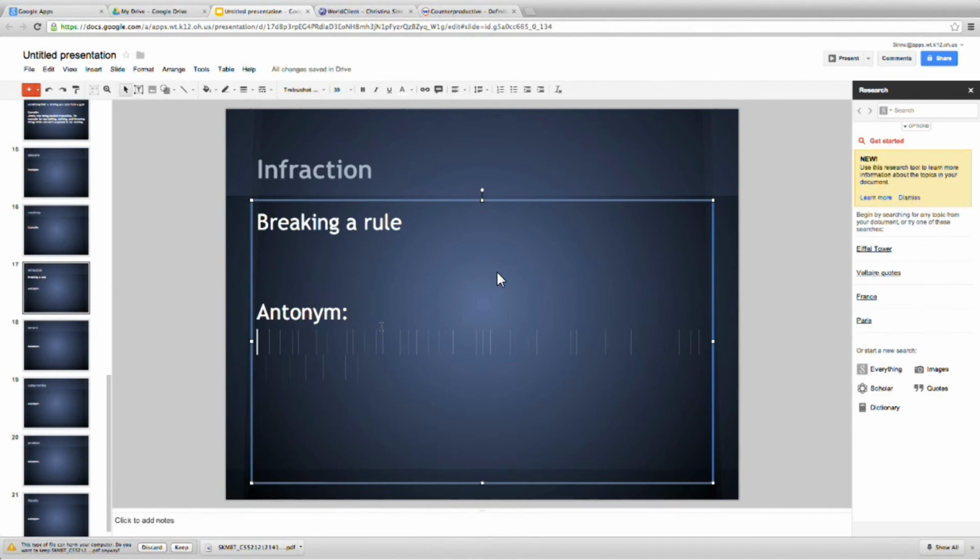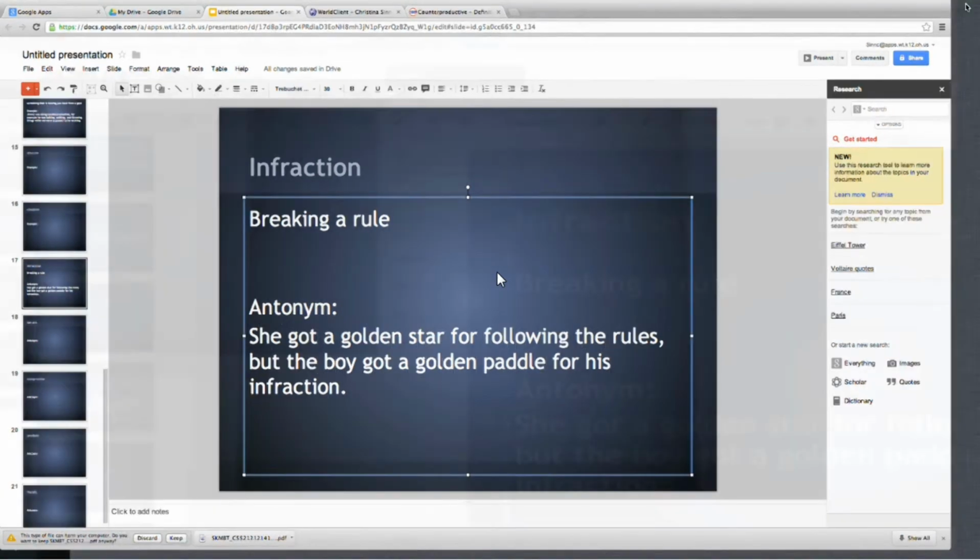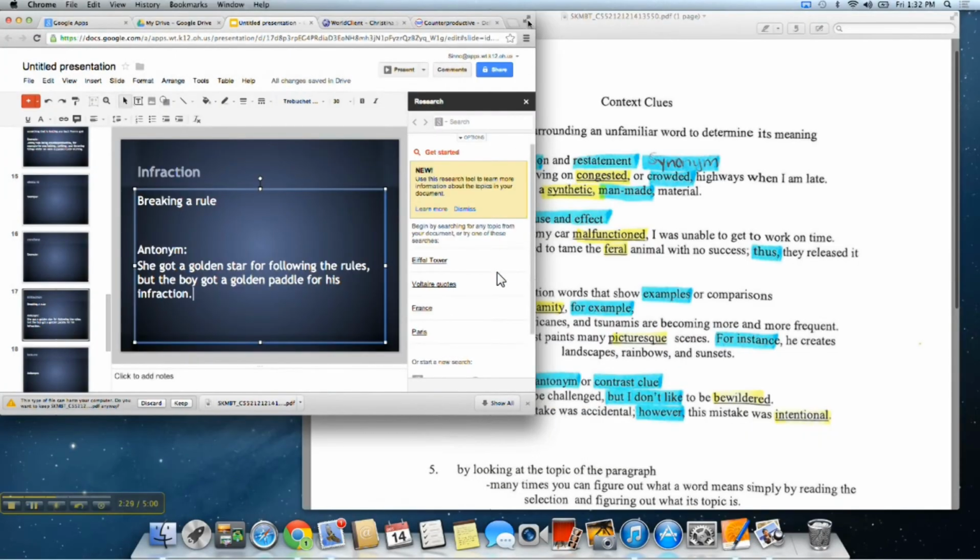Let's do this. She got a golden star because she did it. Okay, so she got a golden star for following the rules, but the boy got a golden paddle for his infraction. Ooh, a golden paddle. Okay, that would be a good one. Those boys.